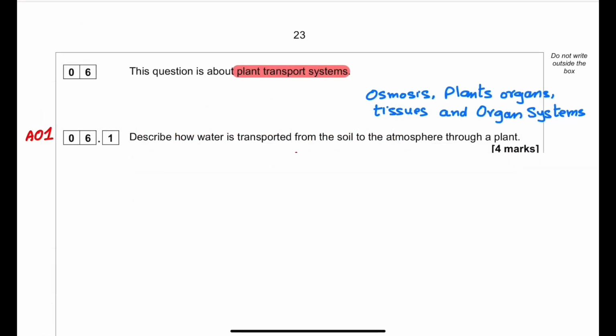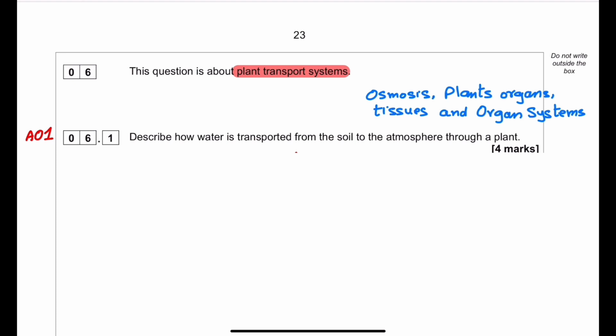Question number 6. The question is about the plant transport system. 6.1 is an AO1 question, and this question is from the topic of osmosis, plant organs, tissues and organ systems. Describe how water is transported from the soil to the atmosphere through a plant.